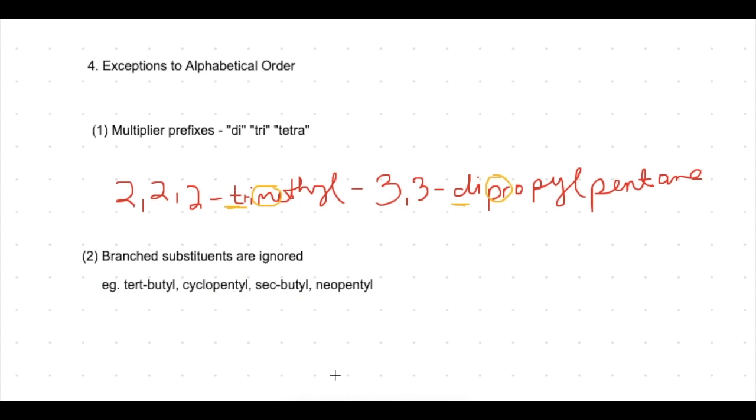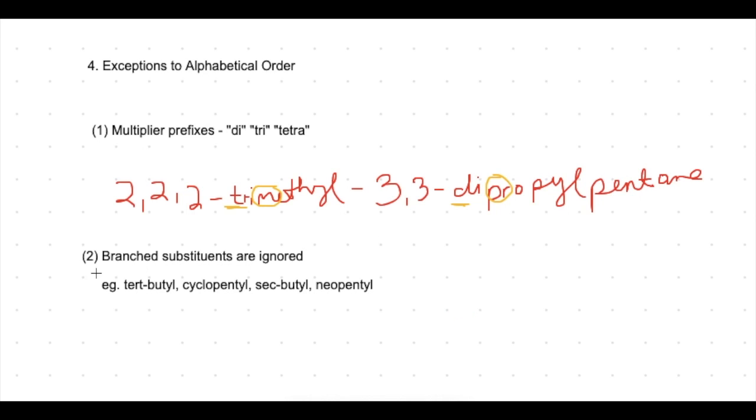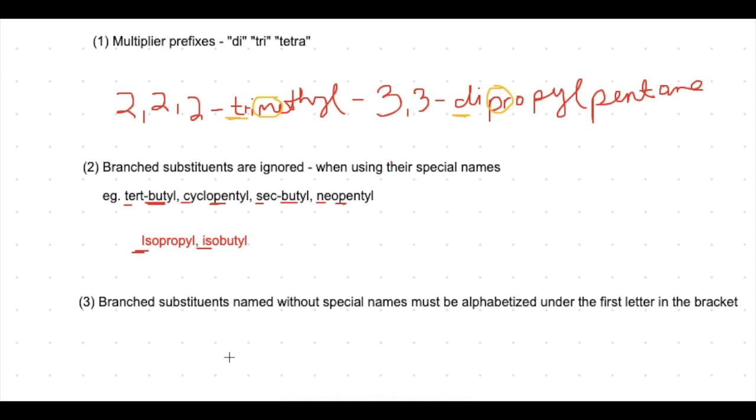Now when we have branched substituents, for example, we have tert-butyl, cyclopentyl, sec-butyl, neopentyl, or other branch substituents in our compound, we are not going to name these under the names of these prefixes with the tert, cyclo, sec, neo, and so on. We're going to name them under the main chain, B for butyl, P for pentyl, B for butyl, and P for pentyl. The only exceptions to this are isopropyl and isobutyl, where they actually will be categorized under I rather than P or B.